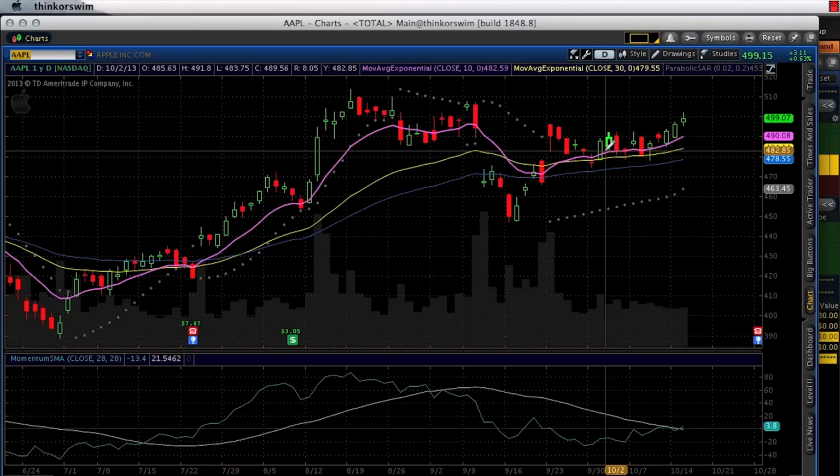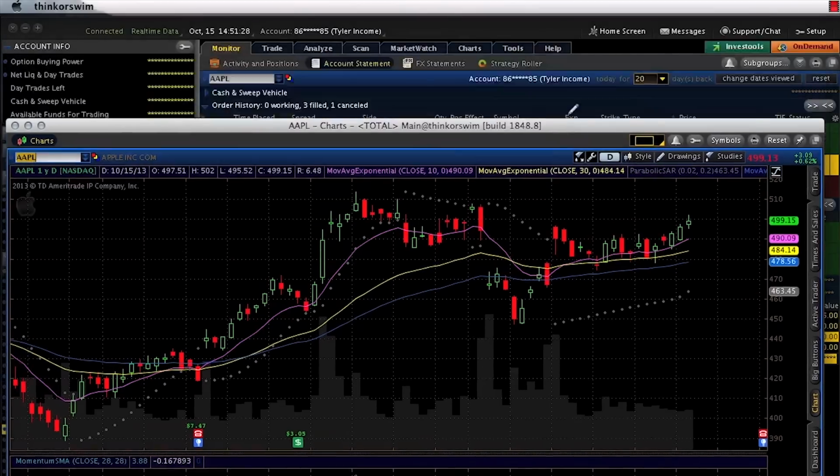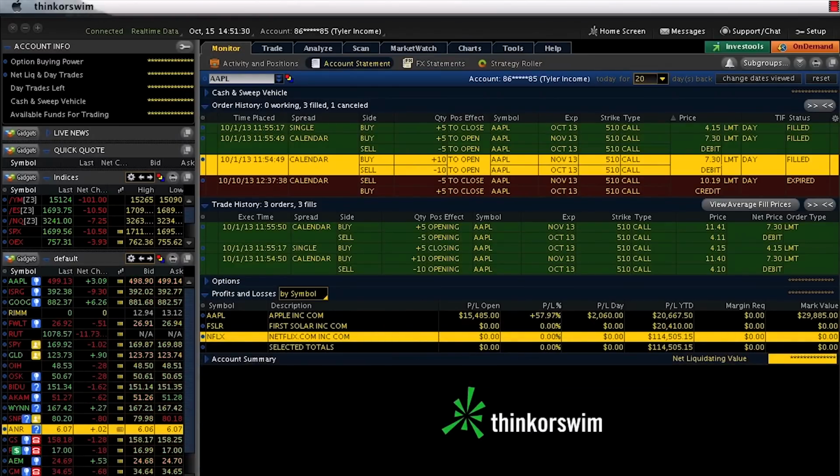If the stock was trading at 485 and it's up about $15 since then, what does that equate to? Maybe a 2 or 3% increase in the stock price. So you can buy the stock and make a couple percent on your money, or if you know how to trade defined risk option spreads, such as a calendar spread, you can make 50% on your money in 2 weeks.